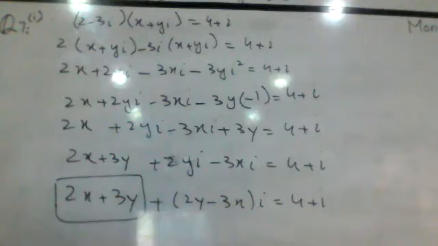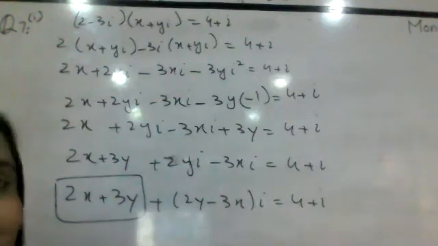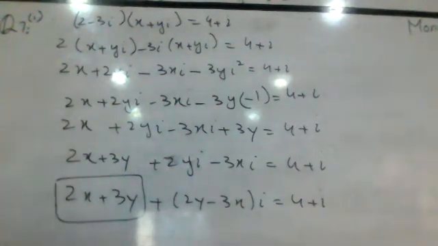Okay ji, where there was iota, I took iota common, and this is your imaginary part. Now you can recall your previous concept that if two matrices or two sides are equal, it means their corresponding elements are equal. If I'm saying this whole complex number is equal to this whole complex number, what does it mean? It means real part will be equal to real part and imaginary part will be equal to imaginary part.